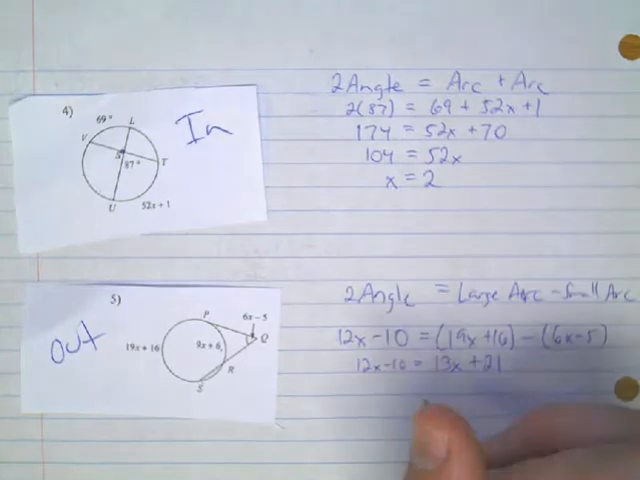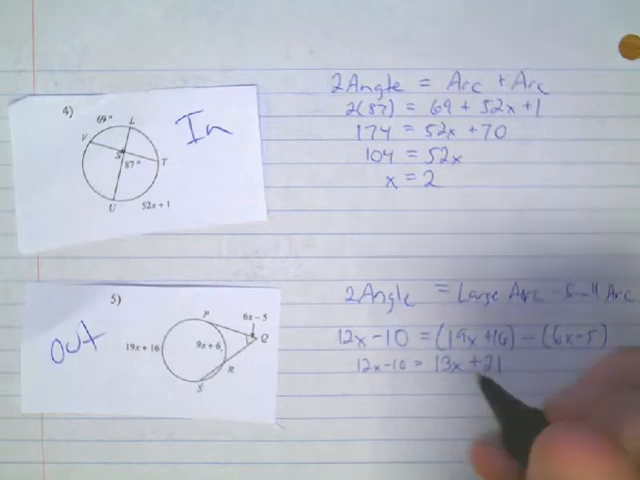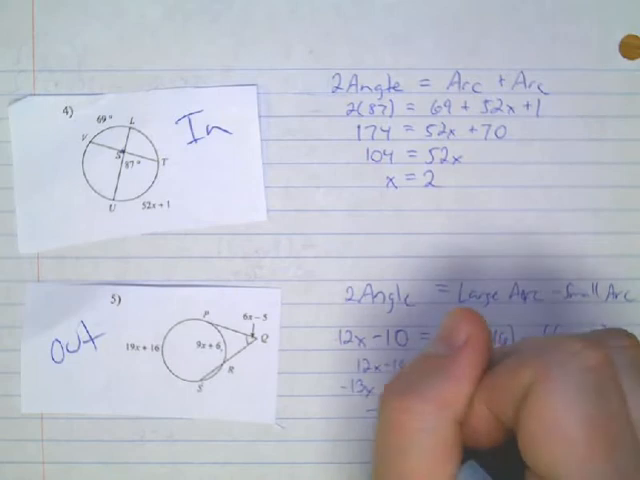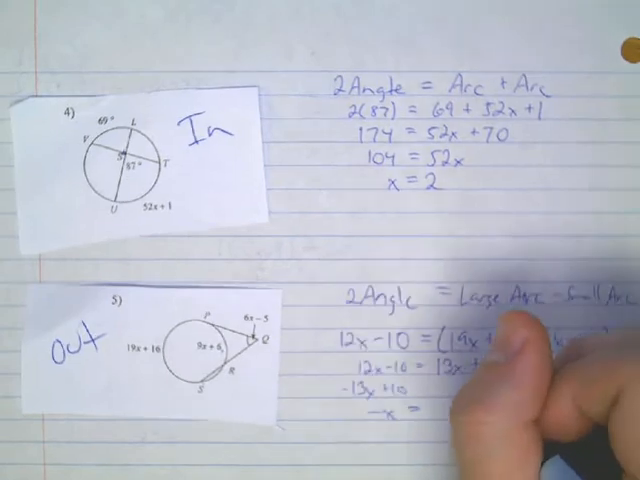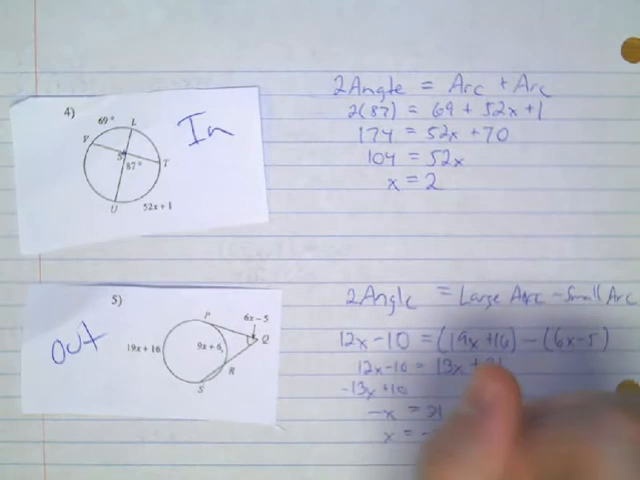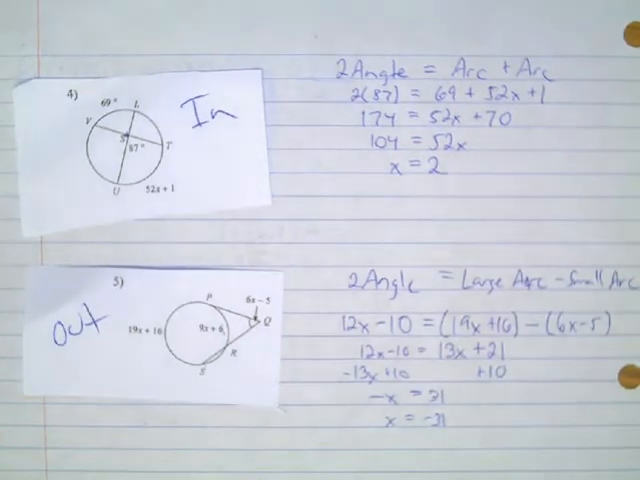So, let's subtract 13x over and get negative x. Let's add the 10 over and get 31. Once again, I made a mistake over there. x equals negative 31, which cannot happen.